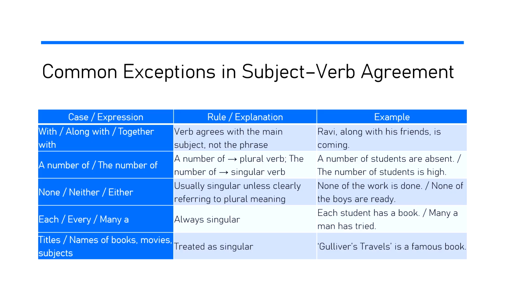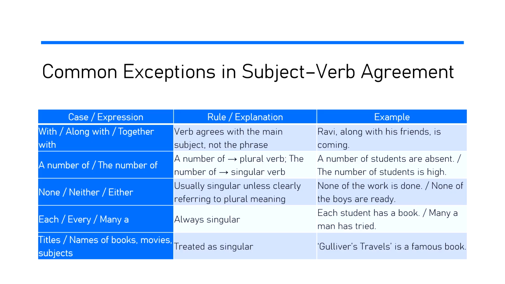Next, words like each, every, and many a always take singular verbs. We say each student has a book and many a man has tried. They sound plural, but grammatically they are singular. Finally, the names of books, movies, or subjects are always treated as singular. For example, Gulliver's Travels is a famous book. Even though the title looks plural, it represents one single work.